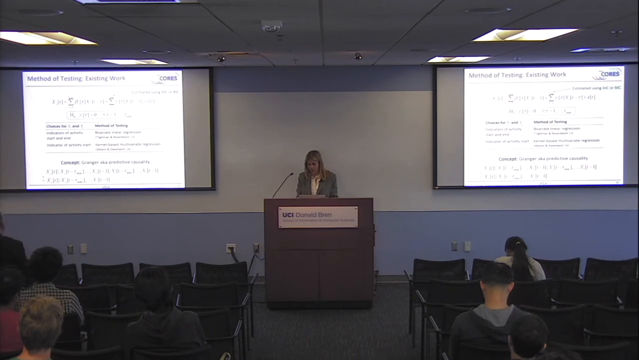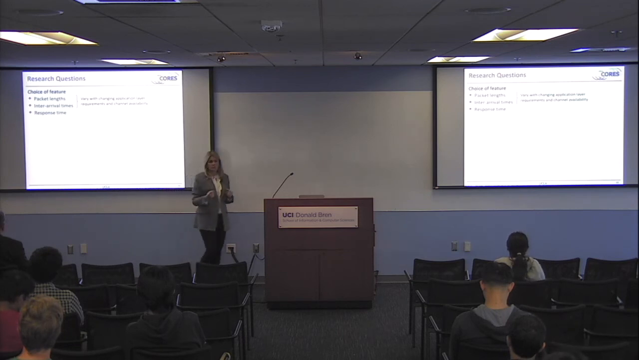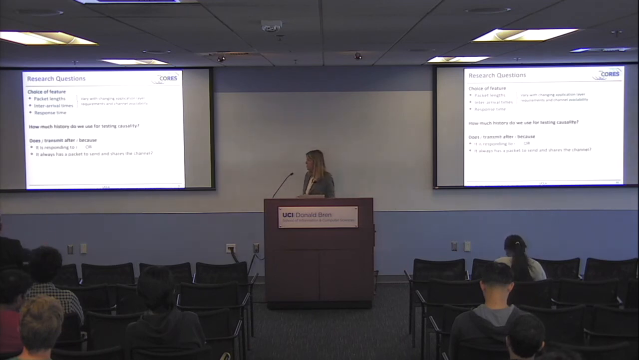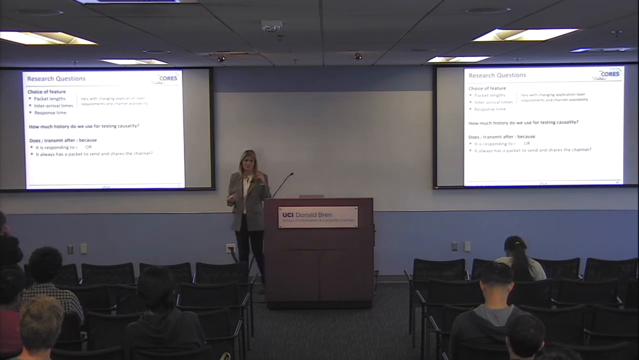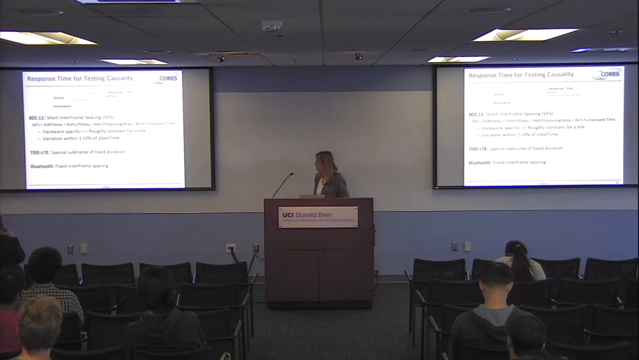Now, we also changed the features. If you remember, we're not actually using start time and end time precisely. The other ones we had were packet length and inter-arrival time. Those were variable, so we couldn't exploit them. So the one that we actually used is the response time. There is also a question of how much history we use to test this causality. That applies to both our work as well, because sometimes using too long of a history can hurt you in terms of linking the causality. So let me just show you the idea.